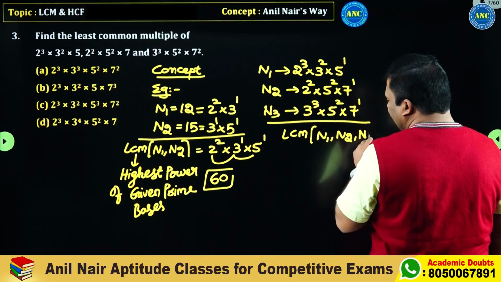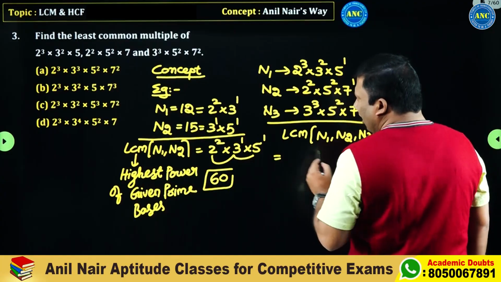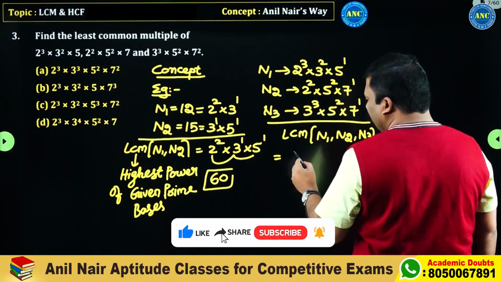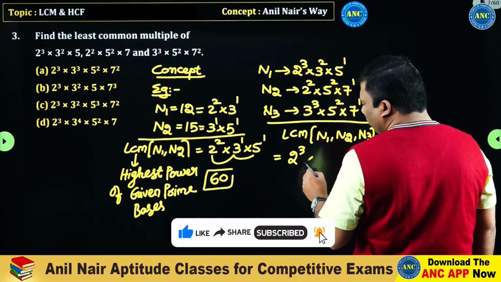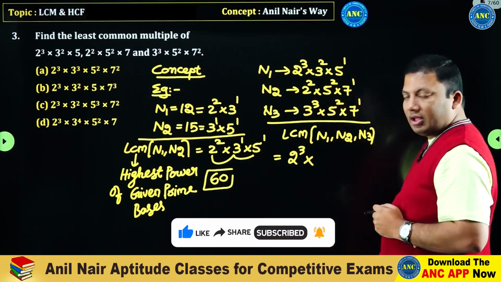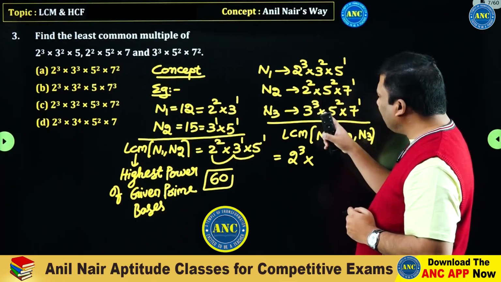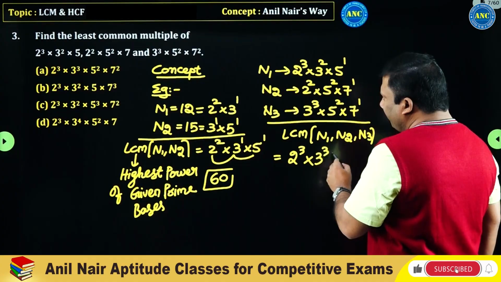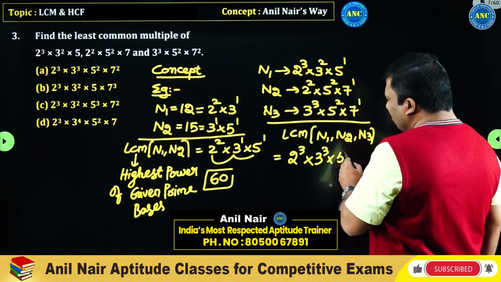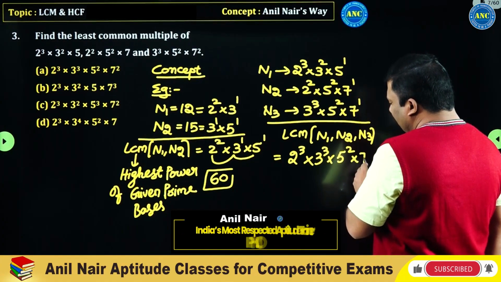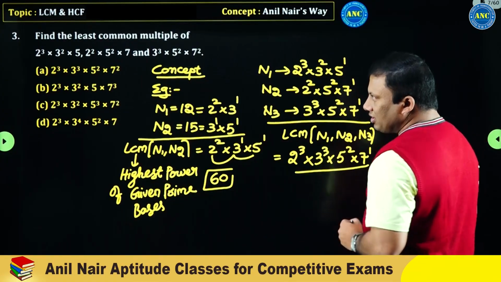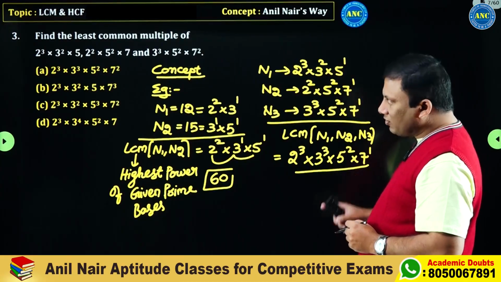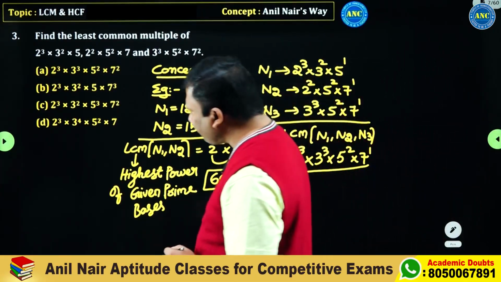LCM always takes the highest power of the given prime basis. 2 cube is present here, it is not present in any of the other two values. 3 square is present in n1, 3 cube is present in n3, so 3 cube will come. 5 power 1, 5 square, so 5 square will come. Here 7 power 1 will come.